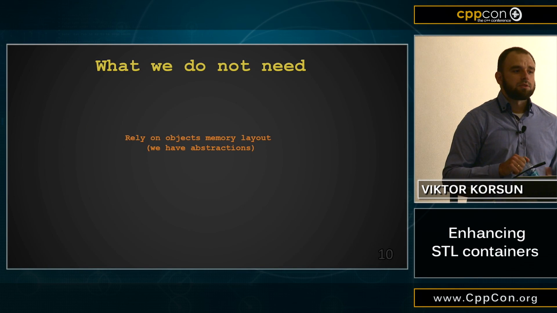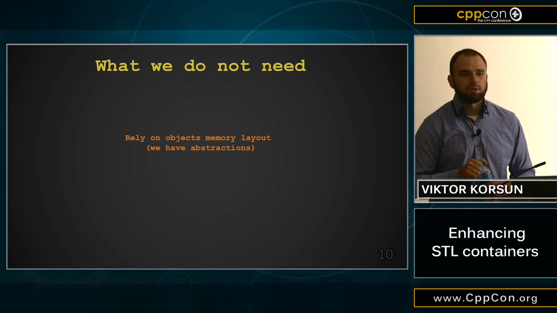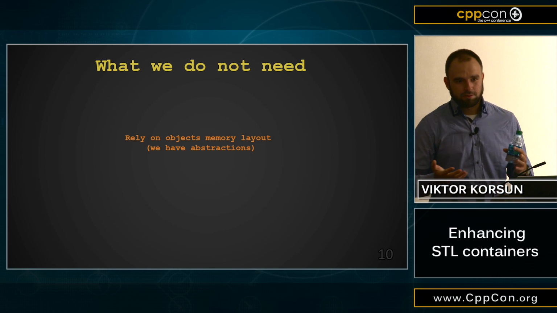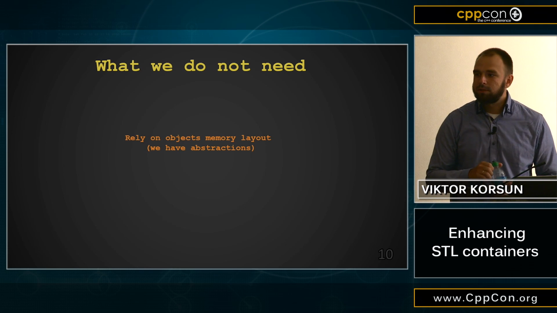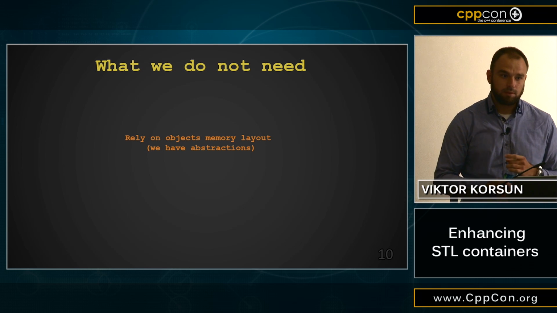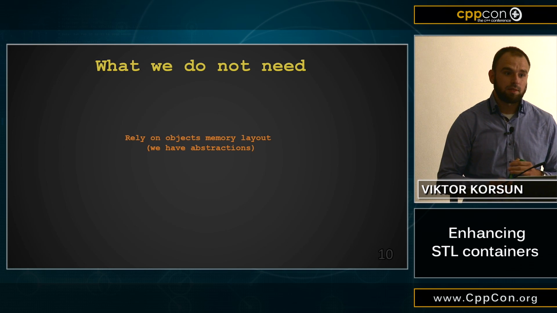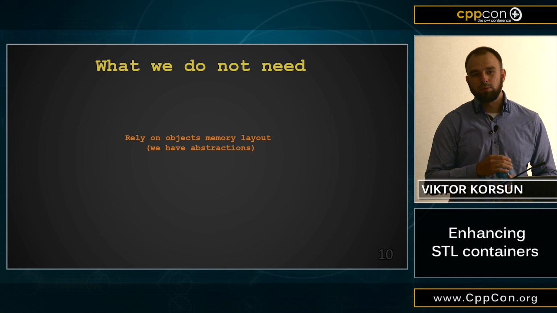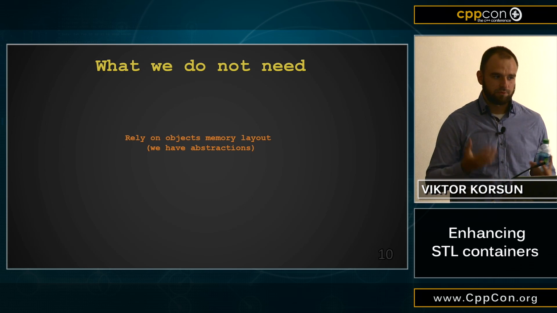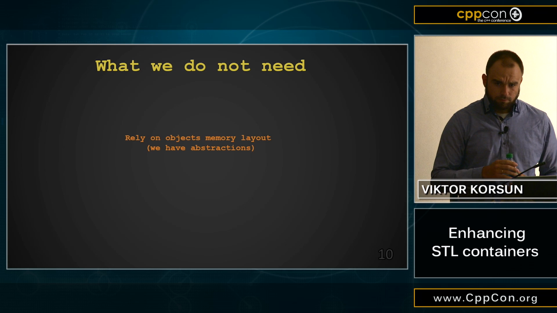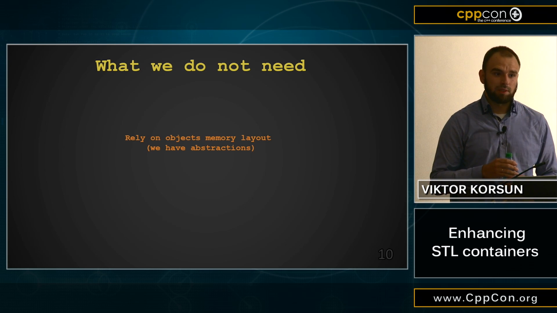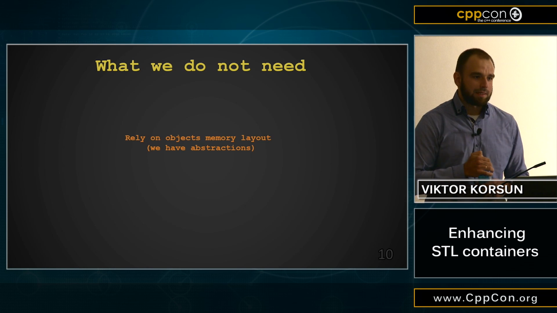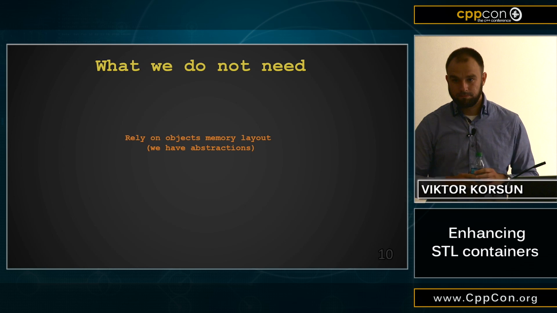But what we don't need is to rely on objects' layout in memory because, well, we must decide either we do generic programming or we do object-oriented programming. If we do object-oriented development, then we don't need to know where the object is in memory, because all we need is to access it, to modify it, and we rely on abstractions. We rely on interfaces for objects. That's why the container ideally has to decide by itself how to store them.